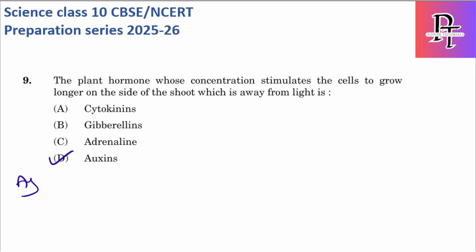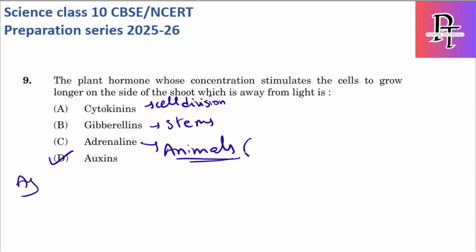Okay, what about cytokinins? Cytokinins help in cell division. Gibberellins help in growth, like the stem part. What about adrenaline? Adrenaline is for animals, not in plants. And this helps to react as per the situation.